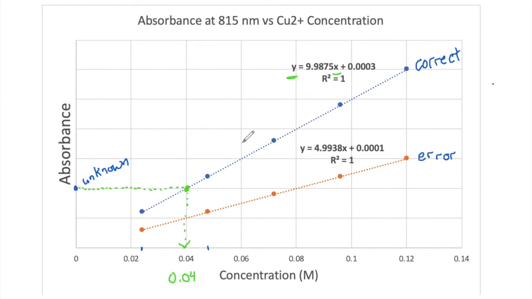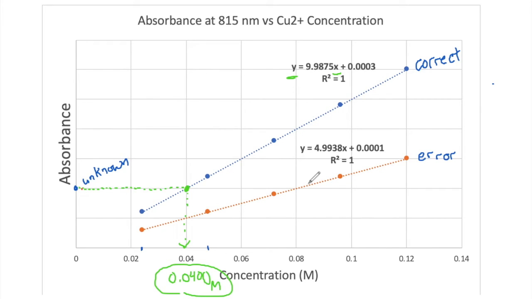The blue line is the correct line. So you would get an unknown with this absorbance value, you would plug it into the correct line equation, and you would get an x value of 0.040 molar as your unknown concentration, and that would be correct.